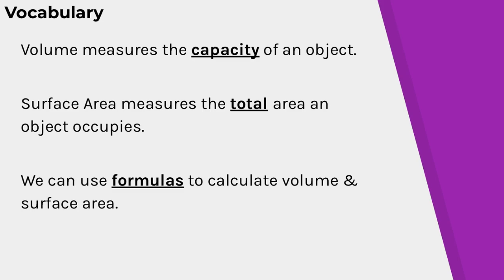First, volume measures the capacity of an object, so that's how much an object is going to hold. Surface area measures the total area an object occupies, so that's all the faces, including the top and the bottom. And we can use formulas to calculate the volume and surface area. So now let's go try that with example A.